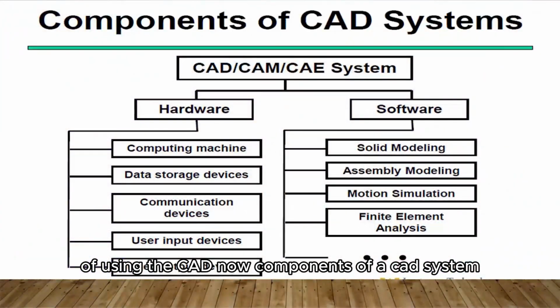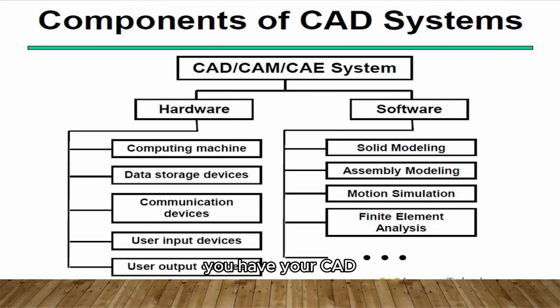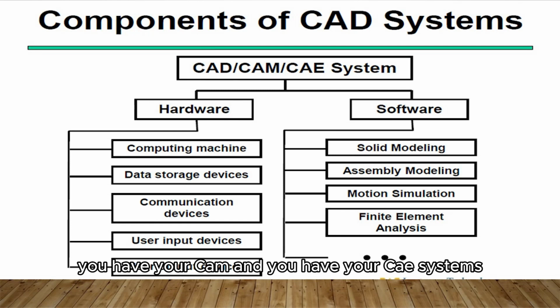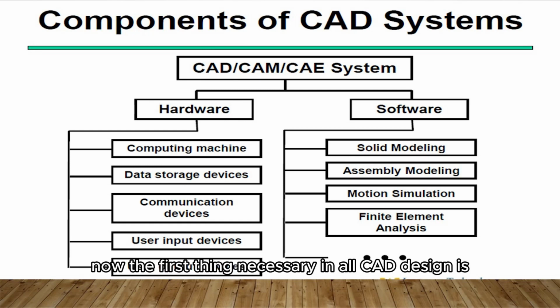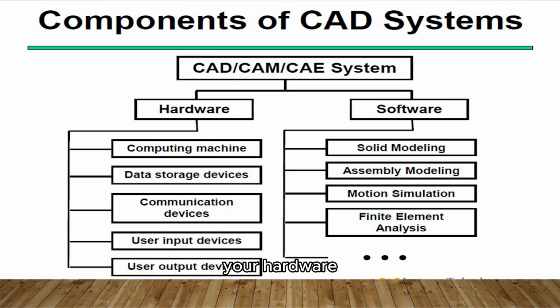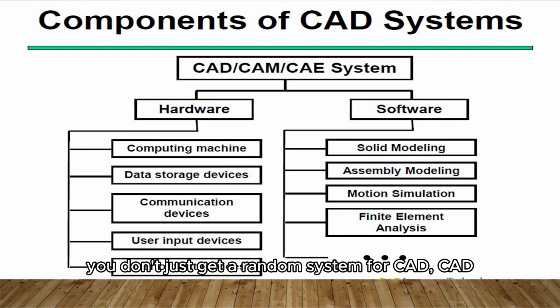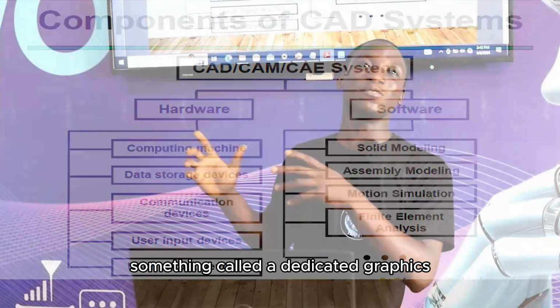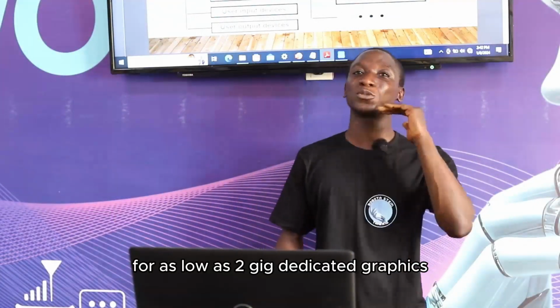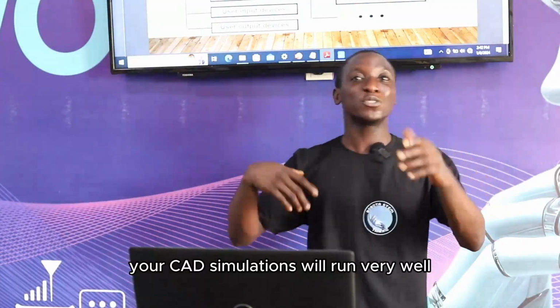Now, components of a CAD system. You have your CAD, you have your CAM, and you have your CAE systems. Now, the first thing necessary in all CAD design is your hardware. You don't just get a random system for CAD. Your system must have something called dedicated graphics. For as low as 2 gig dedicated graphics, your CAD simulations will run very well.